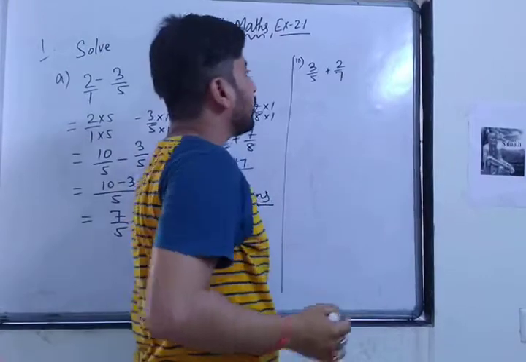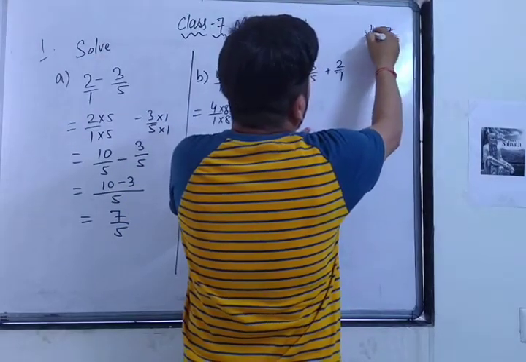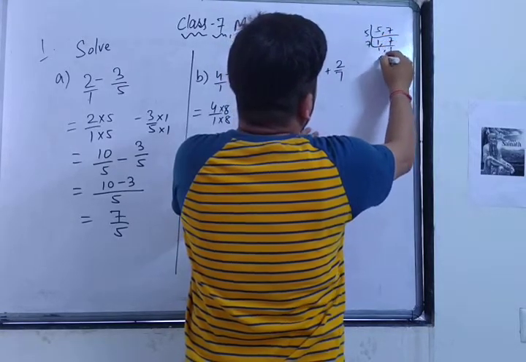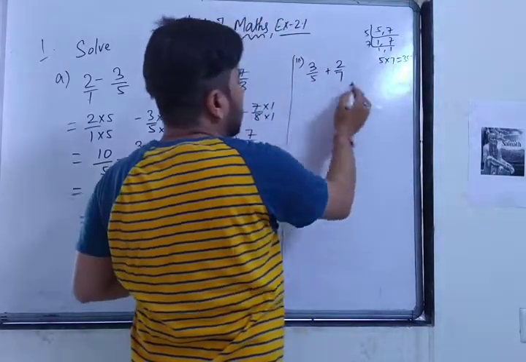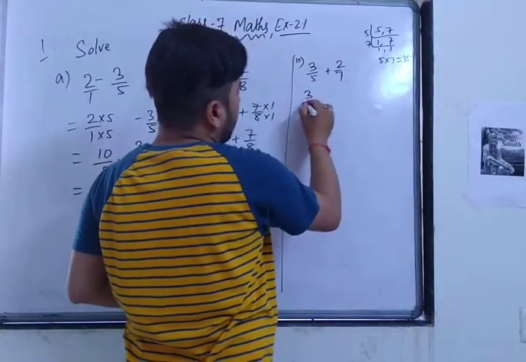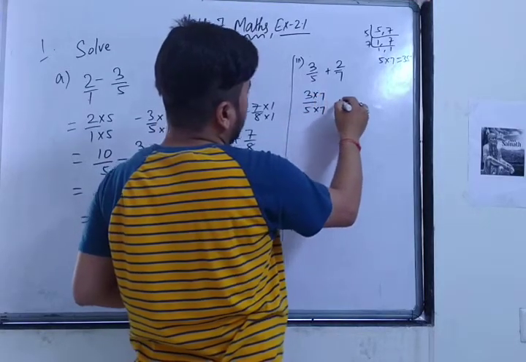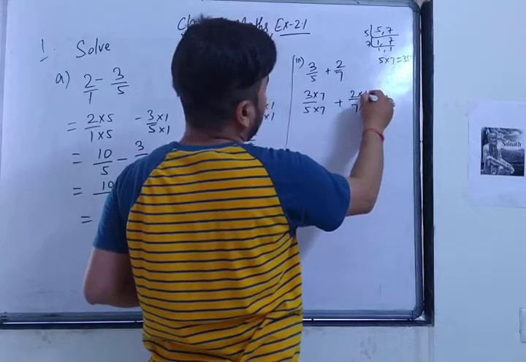So now 5 and 7, first of all you have to find the LCM of 5 and 7. 5 ones are 5, 7 ones are 7. So 5 into 7, 5 sevens are 35. So we have to make both the sides 35. So here you can see 5 sevens are 35, so we will multiply 7 with up and down both. And 7 fives are 35, so 5 with up and down. What we have to do?